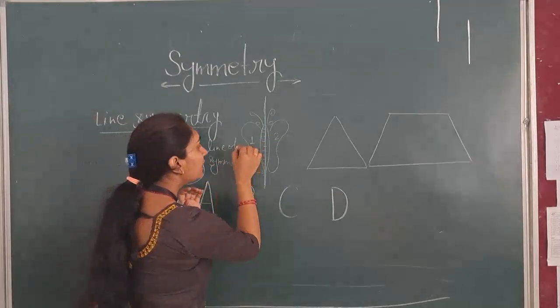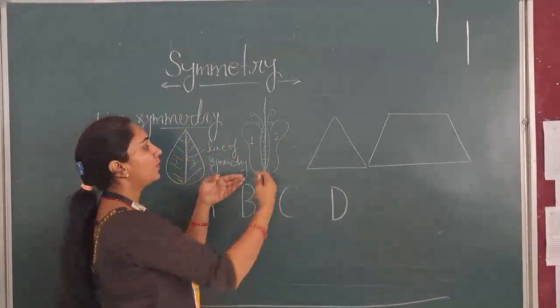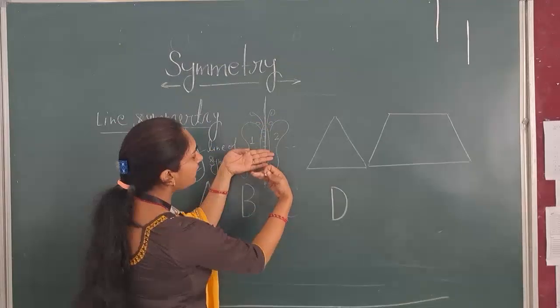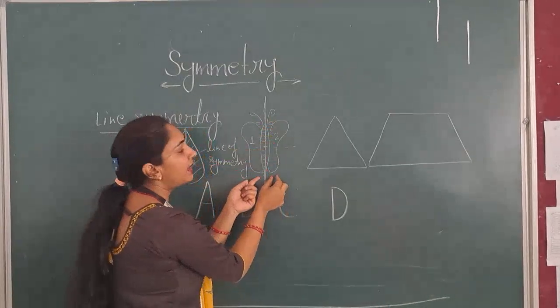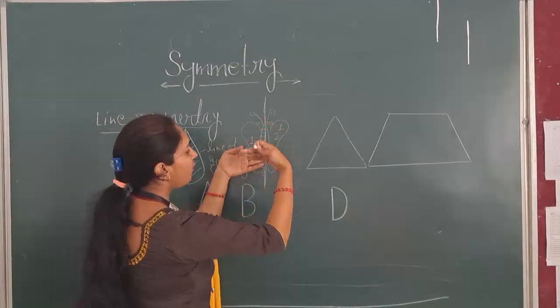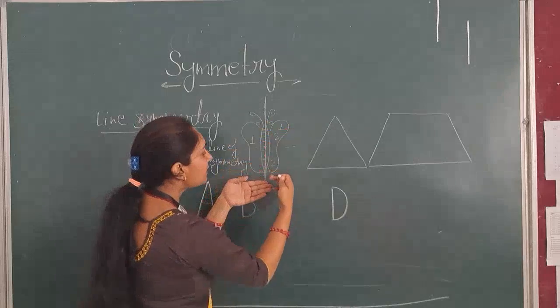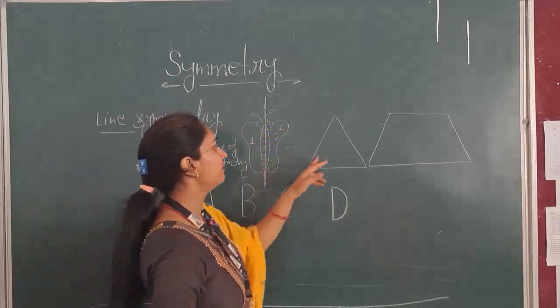Can we cut it like that into two equal halves? No, because if we fold it, then it does not cover the second part. If the first part is this one and the second part is this one, if we fold, then it does not cover the second part, nor the second the first.